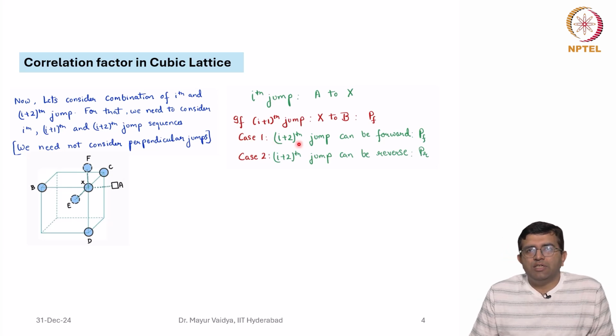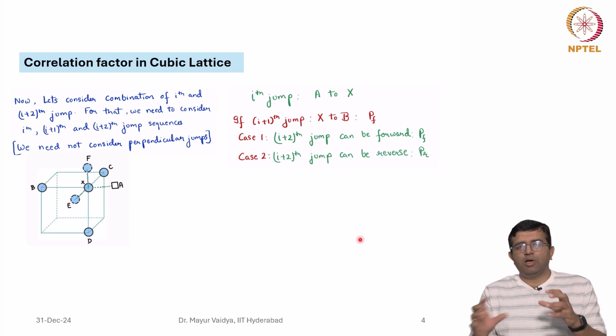That I plus 2 jump can be forward, which will be somewhere here. Then the probability of that jump will be PF. Then case 2 is that the I plus 2 jump can be reversed. That means it can come back to X, and the probability of such a jump will be PR.